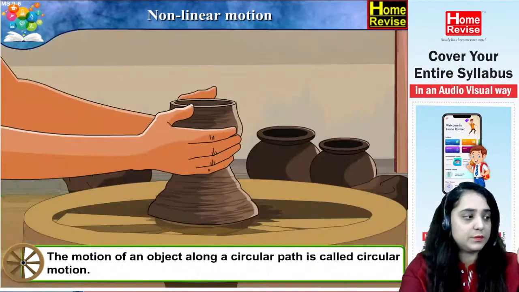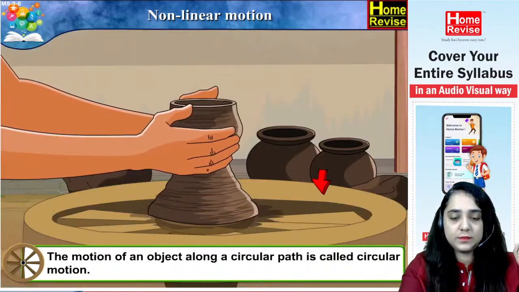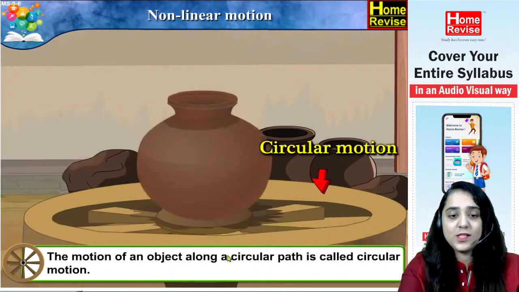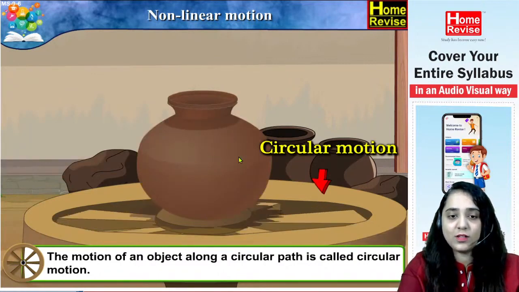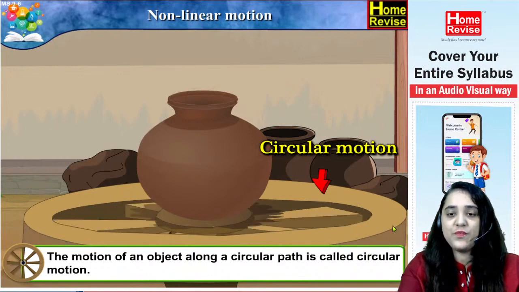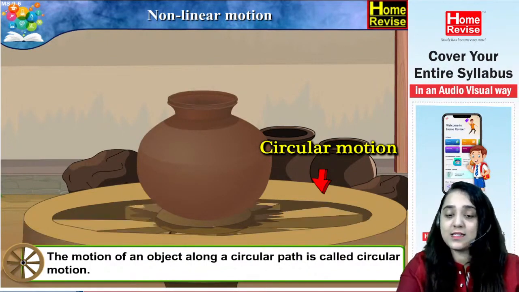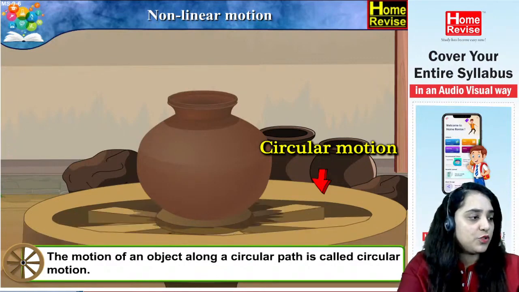Thus, the motion of an object along a circular path is called circular motion. Yes, also the movement of the object along the circular path. Can you see this circular path? Yes, so the movement of the object along the circular path is an example of the circular motion.